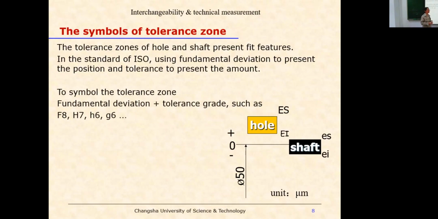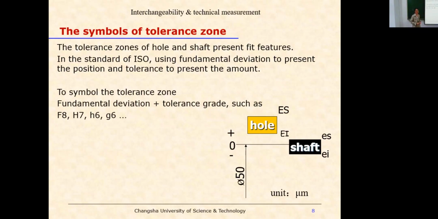That means if I ask you to design a shaft and a hole, and I give you a clearance of 0.6, then if you are an engineer or designer, you should know how to design the tolerance for the shaft and for the hole. Okay, so we are going to learn how to design the tolerance.